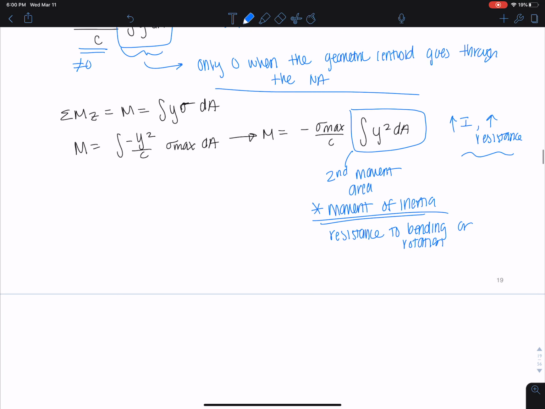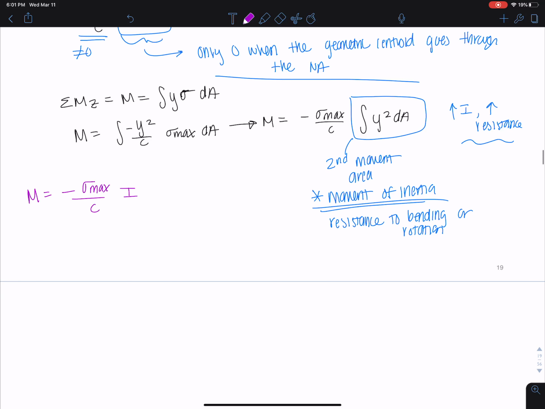So now we don't need to actually calculate this double integral in terms of dx, dy. All we have to do is know the moment of inertia of our section, and we can get M equals negative sigma max over c times I. So sigma max is actually equal to Mc over I. And we drop the negative because we're really interested in the absolute value here. And this is our first flexure formula.